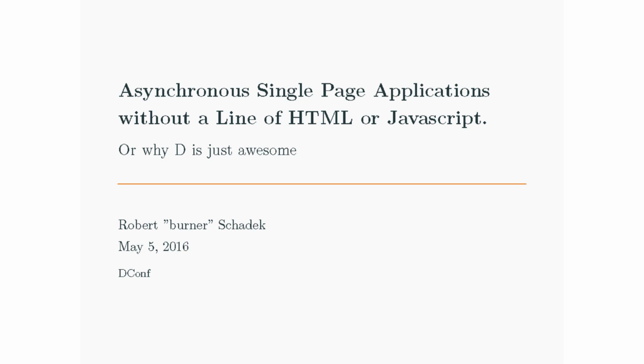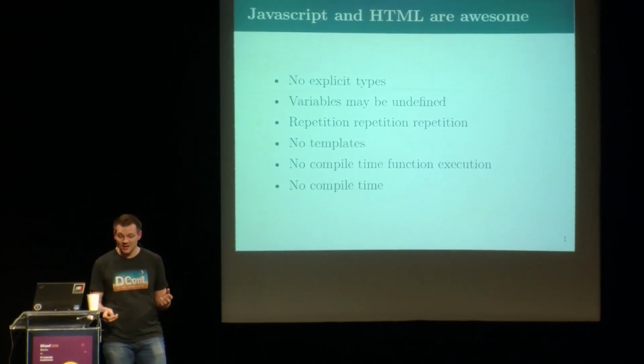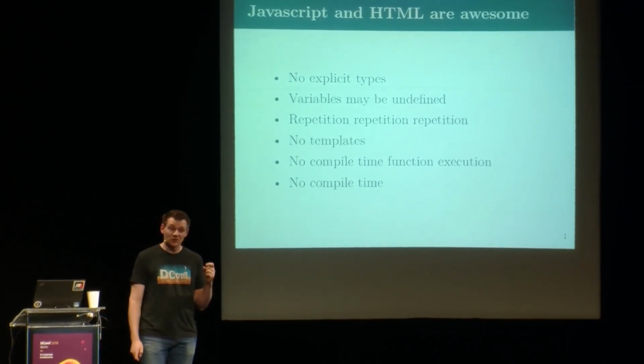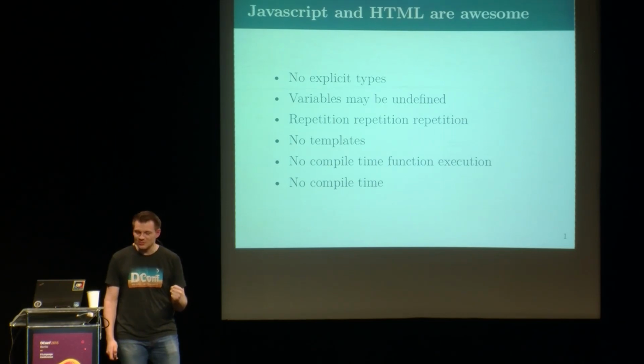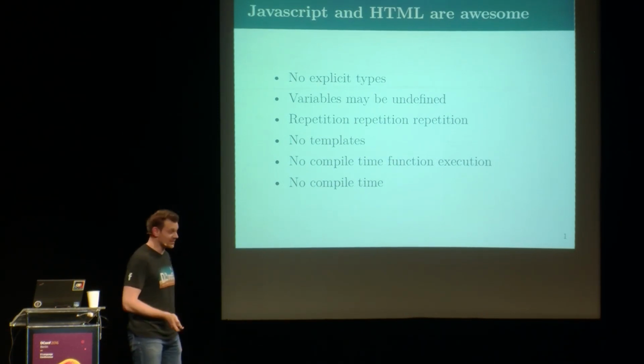But first, let's see what there is. So JavaScript is awesome. I mean, you have no explicit types. Variables may be undefined. You have repetition, repetition, repetition if you're using HTML. You have no templates. That is extremely awesome. You have no compile time function execution, because who needs that anyway? And the best thing is you don't even have a compile time.